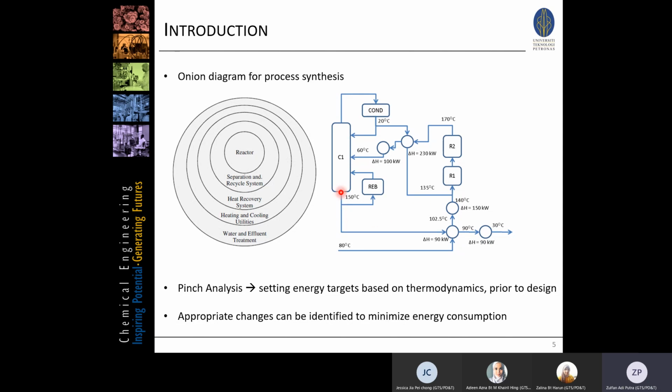And the last stream is this stream, at 150 degrees C. It needs to be cooled down to 30 degrees C. Because this stream needs to be cooled down, it is a hot stream. So we have two cold streams and two hot streams. Up until this point, is there any question?